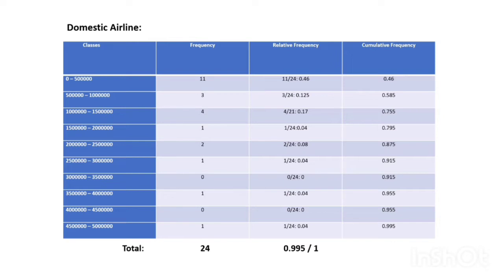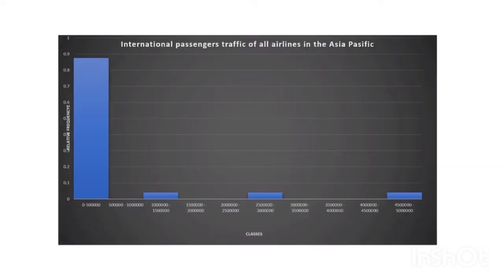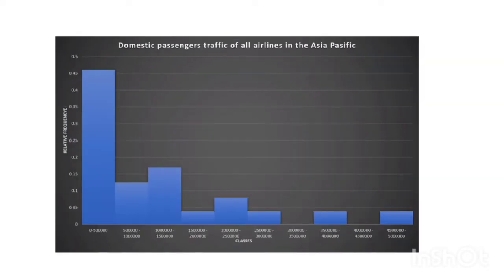airlines. So these are the tables for both domestic and international airline once the frequency, relative frequency and also cumulative frequency are found out. And the data set had been also classified according to the classes of interval. For the second part, once we find out the frequency, relative and also cumulative frequency, we have to plot a graph or chart based on the table. So these are both tables for international and also domestic passengers.